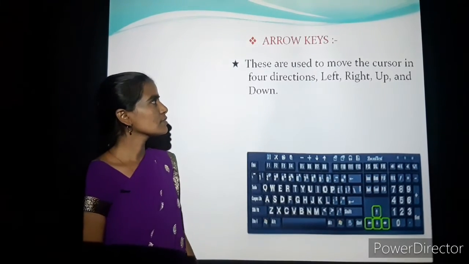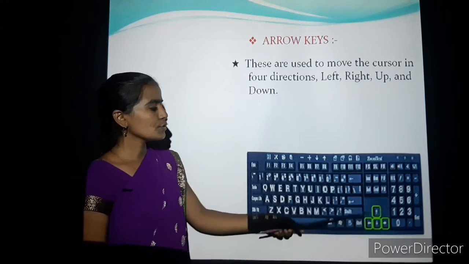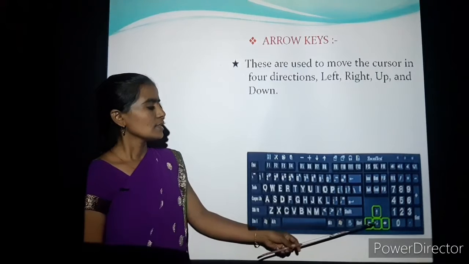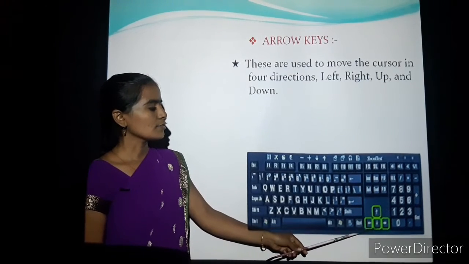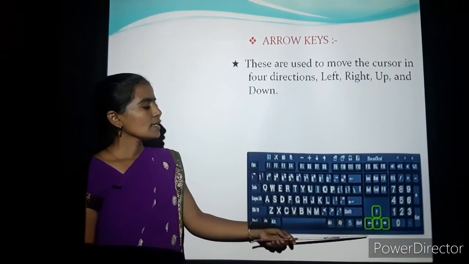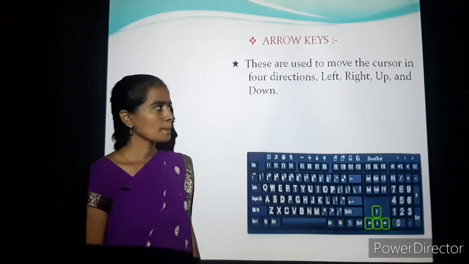Next, arrow keys. These are used to move the cursor in 4 directions: left, right, up, down. It shows the position where a letter or number or symbol can be typed.